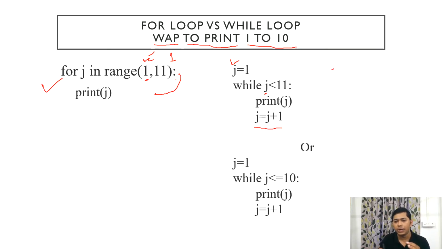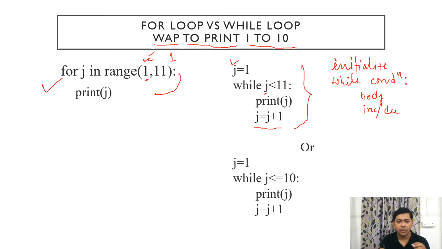So in case of the while loop, what is the structure actually? First you need to initialize, then while. After while you need to write the condition, then colon, then the body of the loop, and then increment or decrement as per your requirement. So see, this will also print the same output, 1 2 3 dot dot dot till 10. All these three loops will produce the same output.